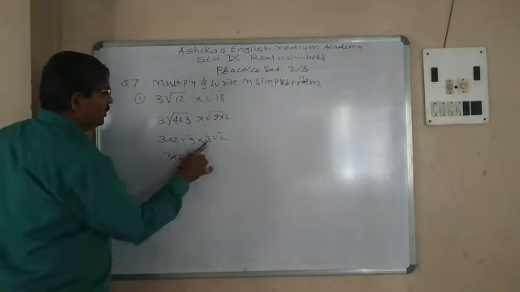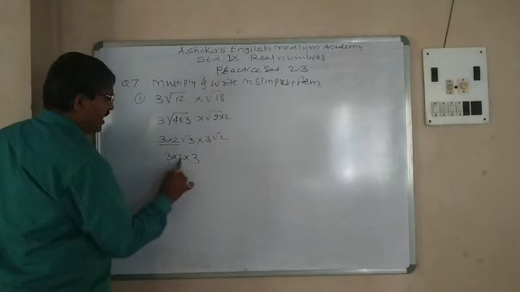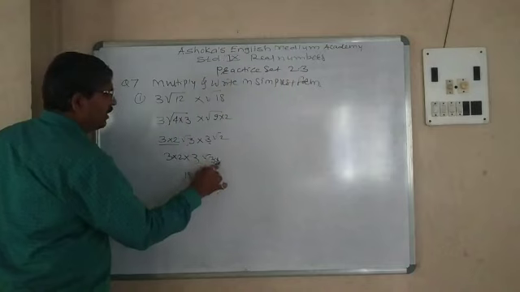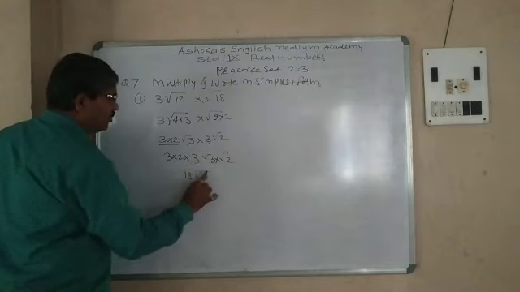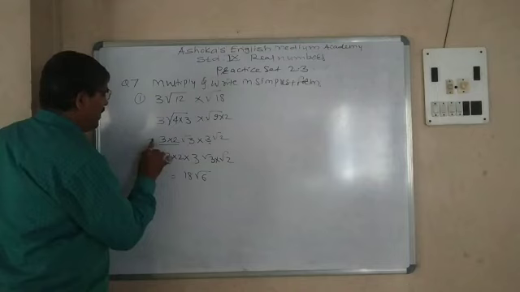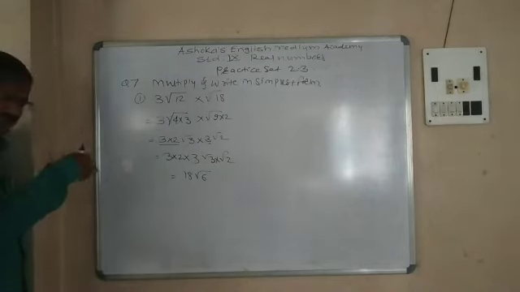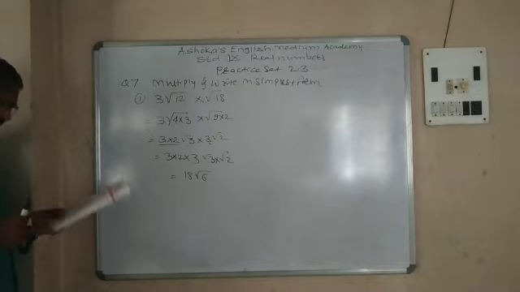Then what should we do? 3 into 2 into 3. These 3 into 2 and these 3: 3 3s are 9, 9 2s are 18. And root 3 into root 2 gives root 6. There is a printing mistake on the back side, so my answer is correct.